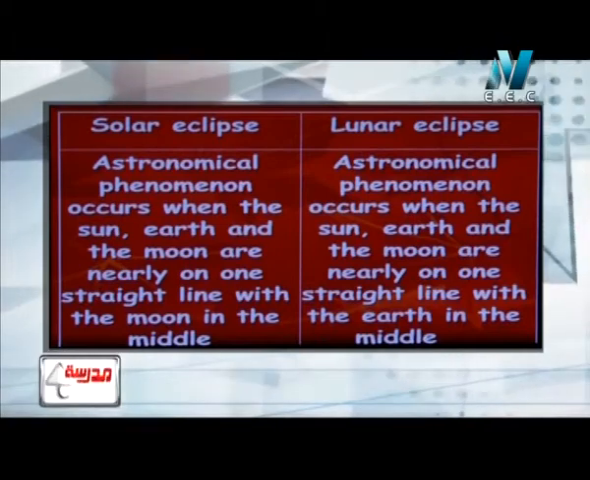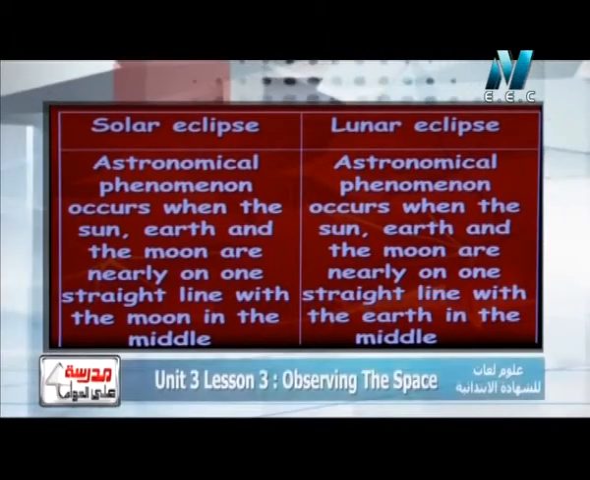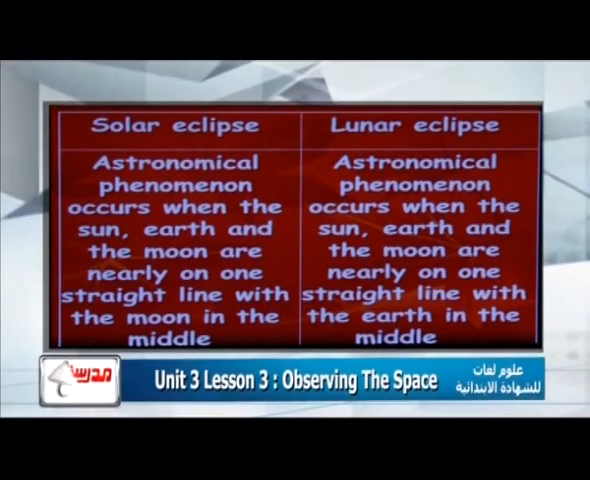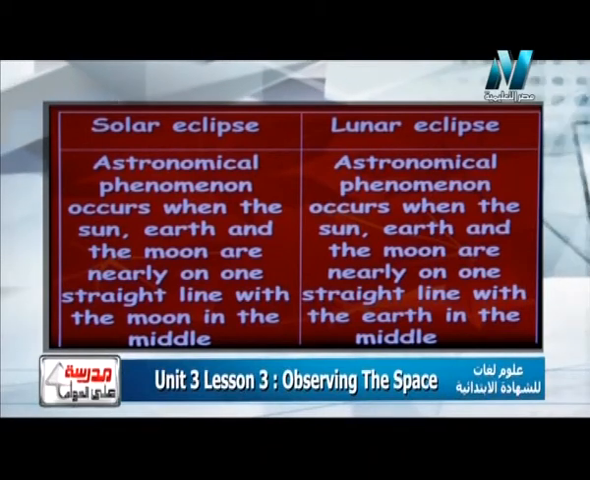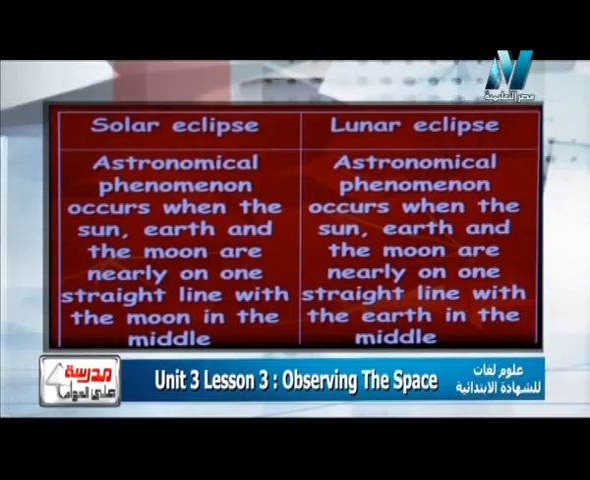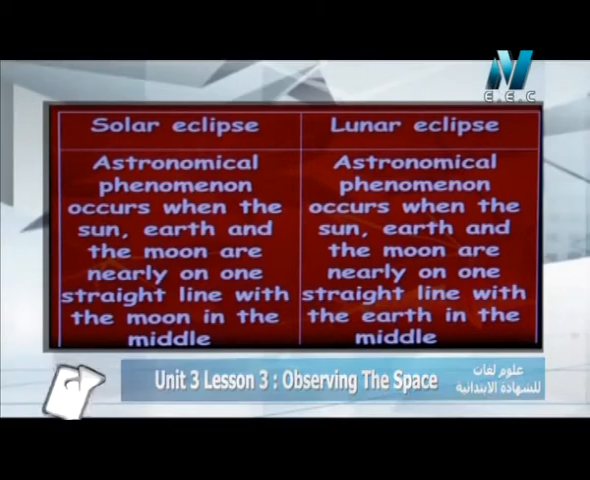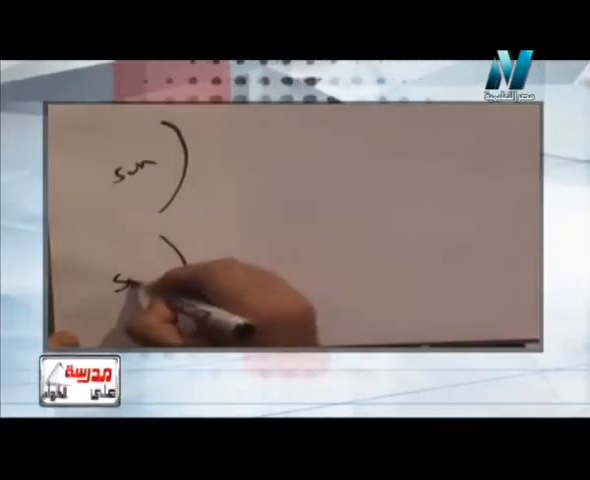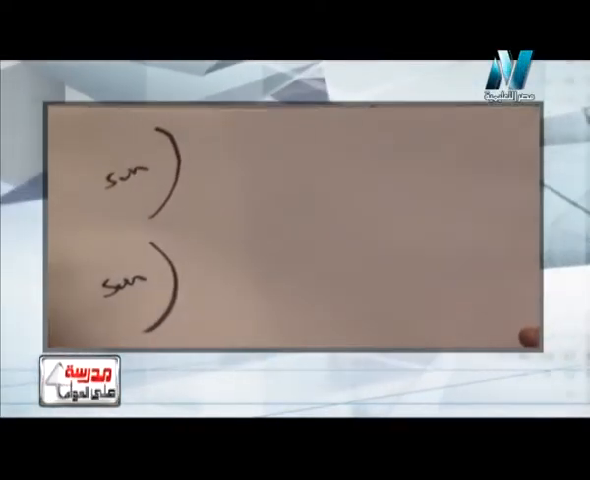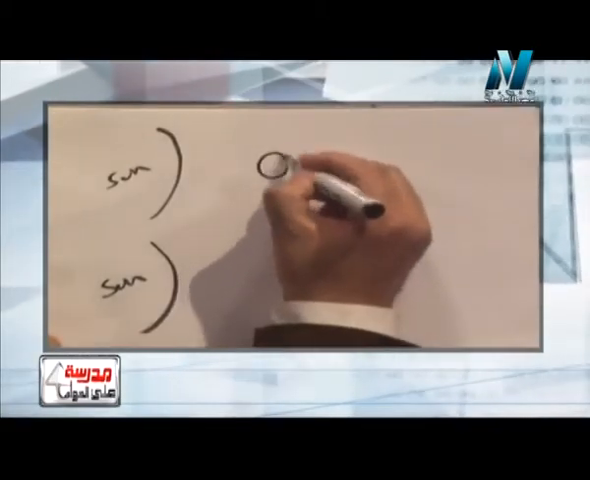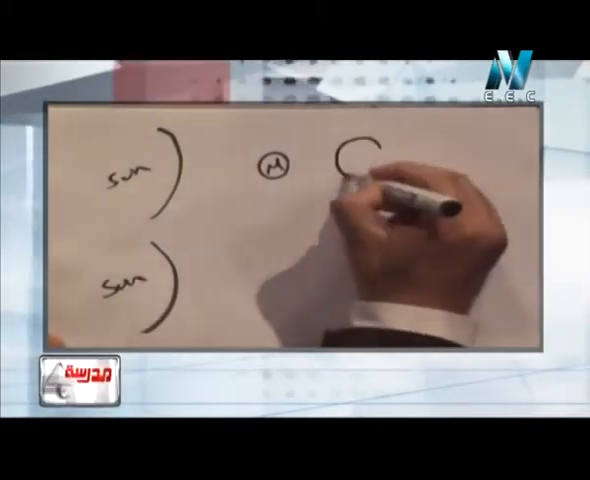So let me draw the difference between both those phenomena, between solar and lunar eclipse. Imagine that I have the Sun. Here is the Sun again, to draw solar and lunar eclipse. Here is the Moon in solar eclipse, and here is the Earth.